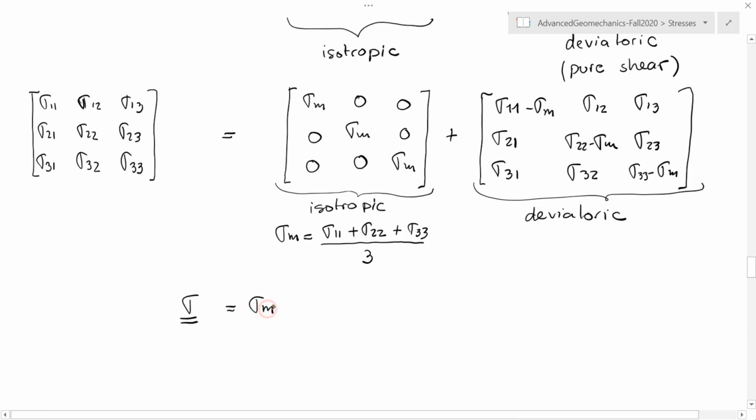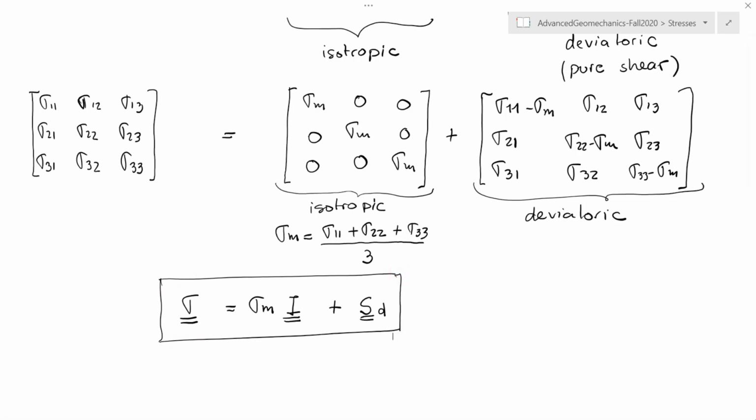This is going to be equal to the mean stress times the identity matrix in 3 dimensions plus the deviatoric stress tensor that usually goes with the letter S, and S comes from shear. Okay.